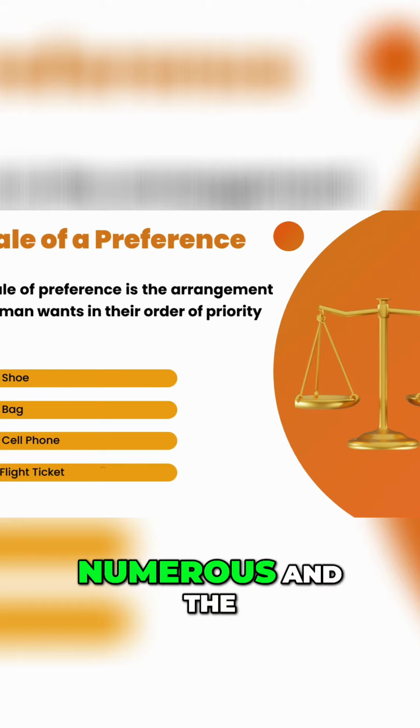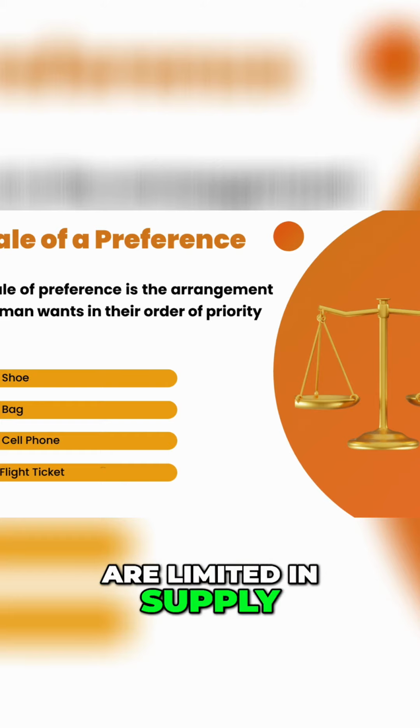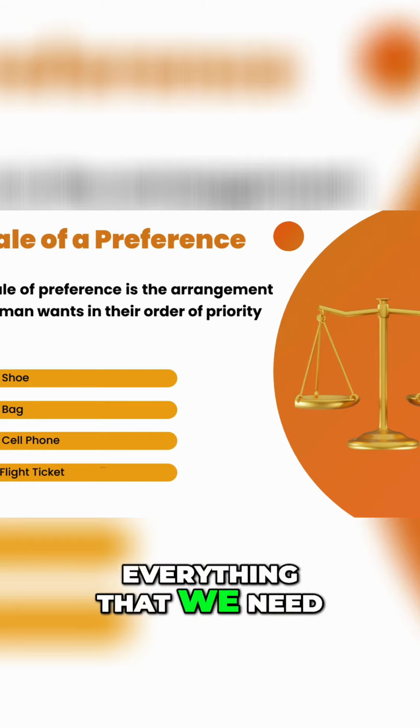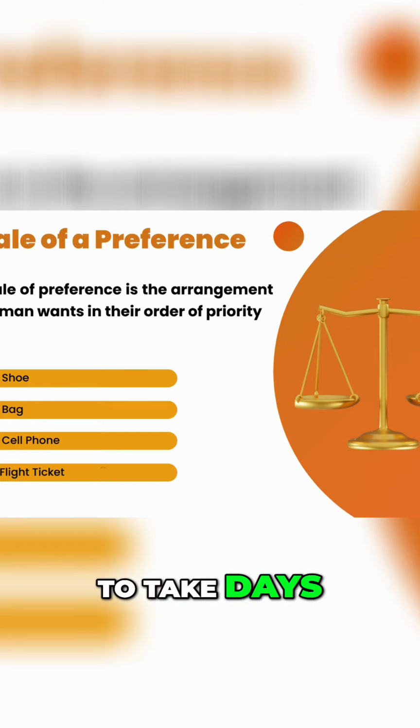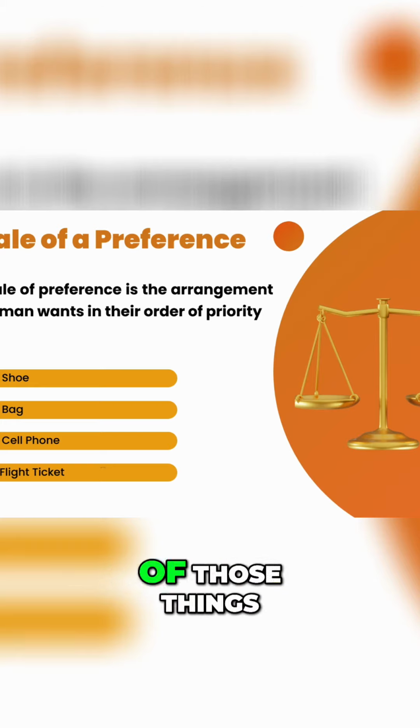Human wants are numerous, and the means to satisfy them are limited in supply. That means we cannot satisfy all our wants. If you start listing everything that we need, we are going to take days and days, and we are not even going to be close to the end of those things.